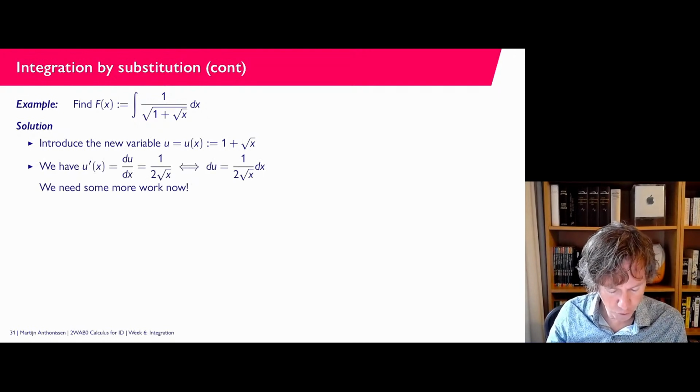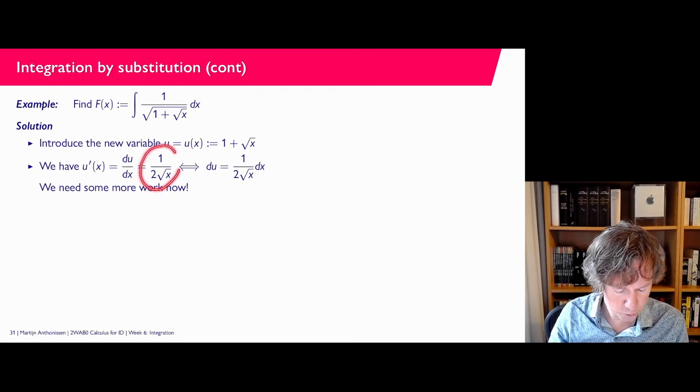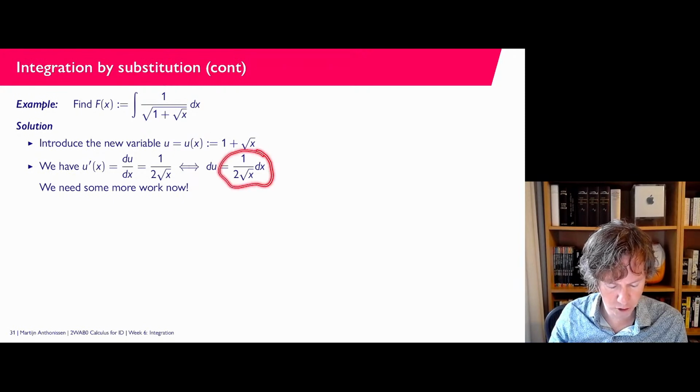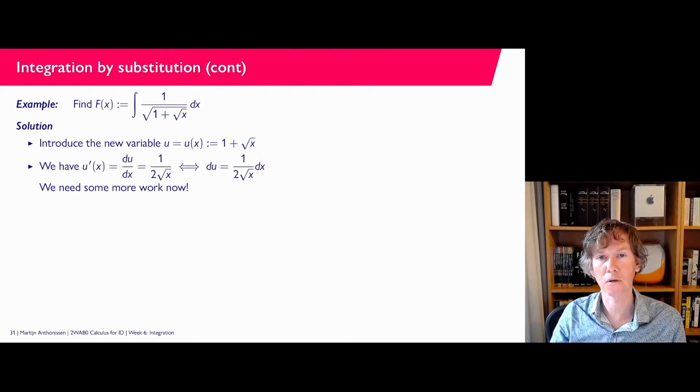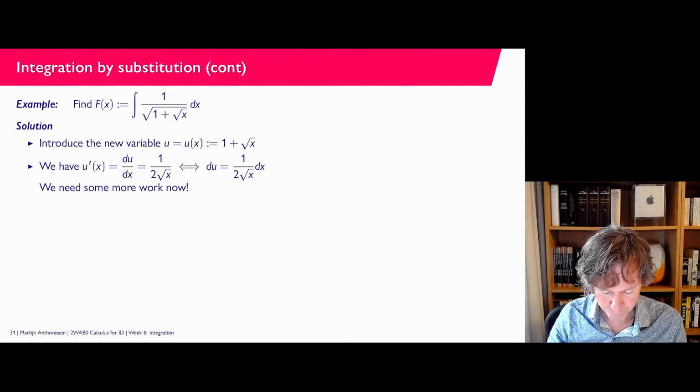But if you compute du dx, you find 1 over 2 times square root of x. And now something strange happens because, well, it's not in there yet. So du is 1 over 2 square root of x dx, but there is no 1 over square root of x in the original integral here. Now, how can you do that?